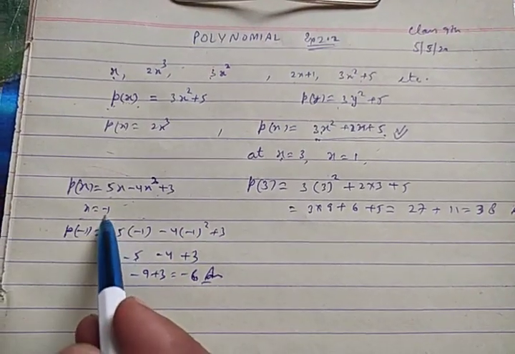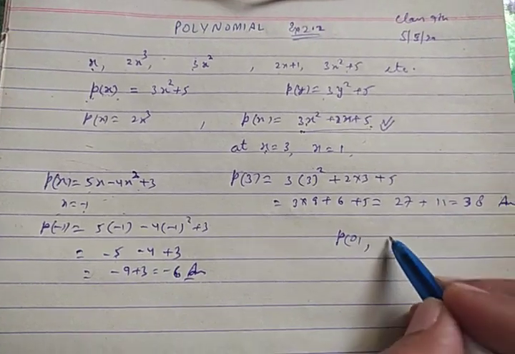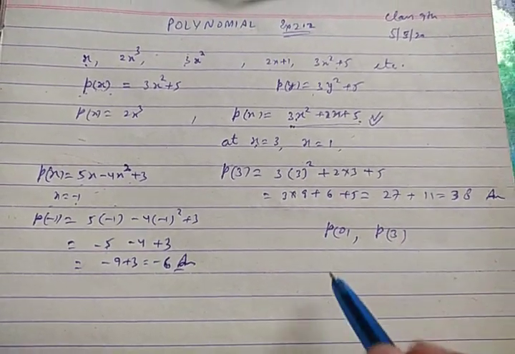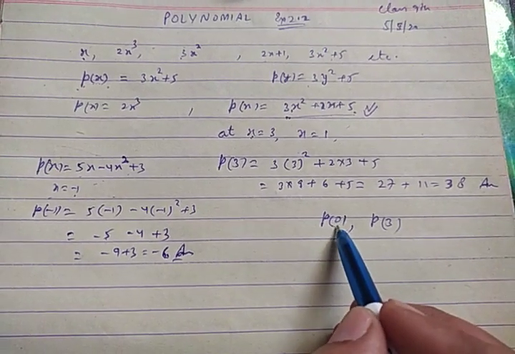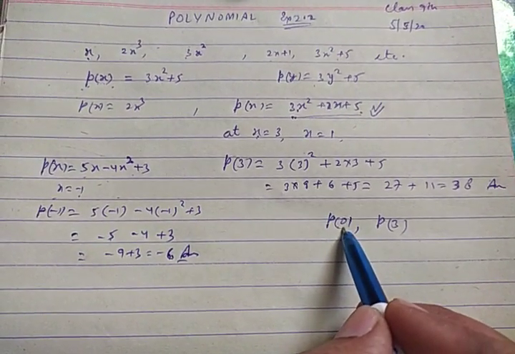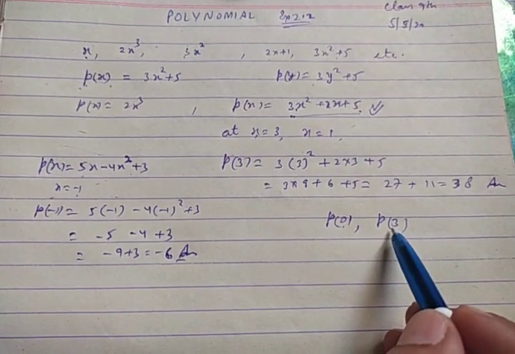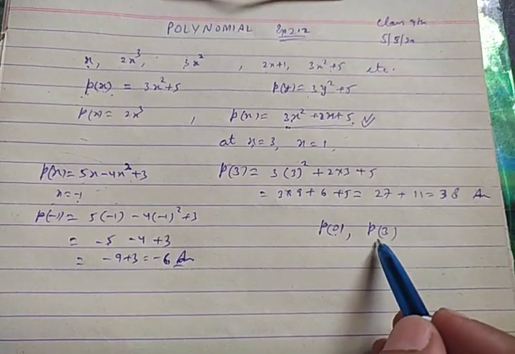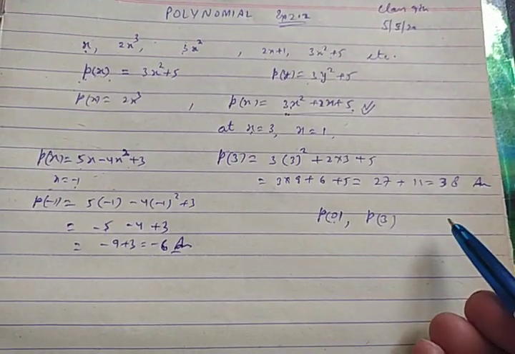And separately values may be given, and it may be asked to calculate p(0), calculate p(3), like this. If it is being asked to calculate p(0), it means you have to substitute x equal to 0 in the polynomial. If it has been asked to calculate p(3), it means you have to substitute x equal to 3 in the given polynomial.